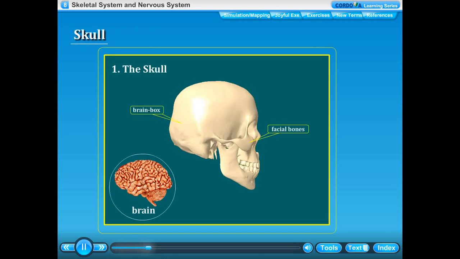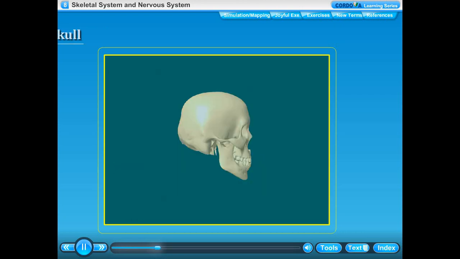The skull. The skull of an adult human being has 22 bones. The upper portion of the skull protects our brain. All bones in the skull are fixed except the bones in the lower jaw that can move.